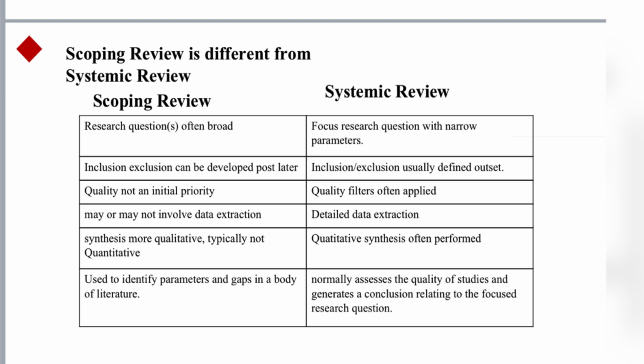Scoping review may or may not involve data extraction. In systematic review, data extraction is very important and detailed. Synthesis is more qualitative, while in systematic review it's more quantitative, which means numbers. Scoping review is used to identify parameters and gaps in the body of the literature, while the systematic review normally assesses the quality of a study and generates a conclusion relating to the focused research question. So in systematic review, we have to answer a question.